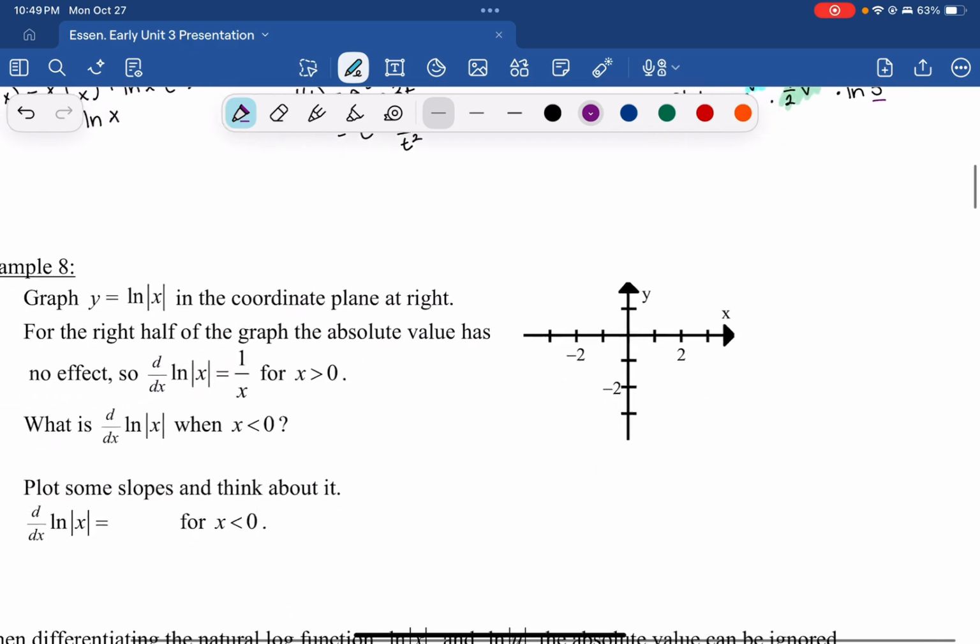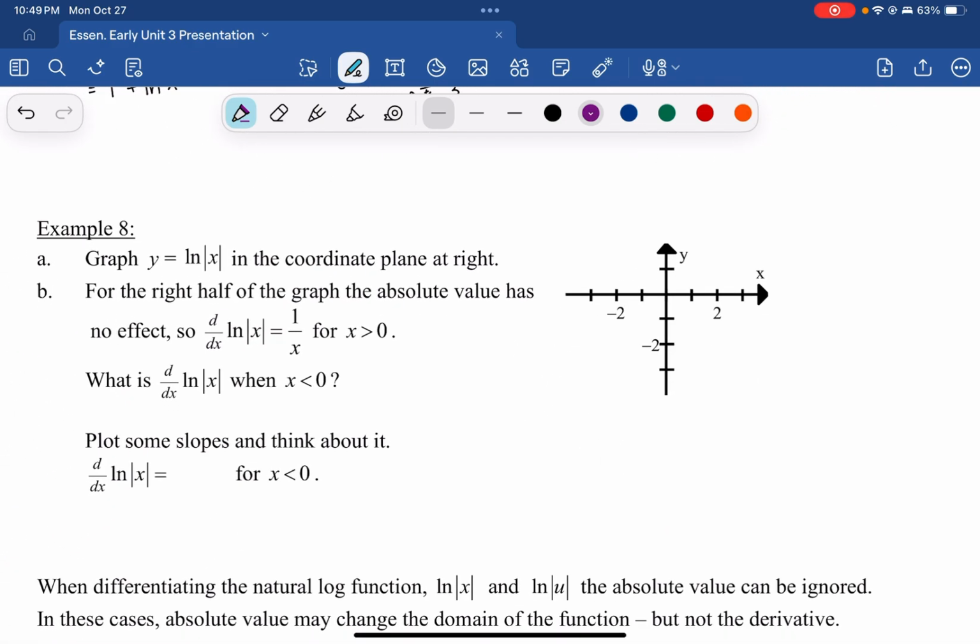Okay, let's look at example 8. It says graph y equals the natural log of the absolute value of x in the coordinate plane at the right. For the right half of the graph, the absolute value has no effect. So the derivative of the natural log of the absolute value of x is 1 over x for x greater than 0.